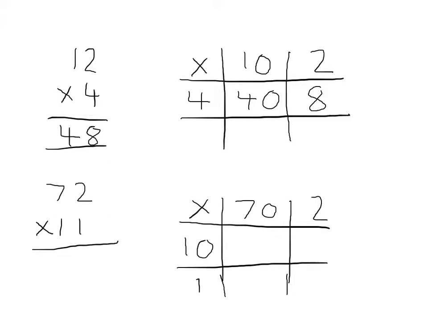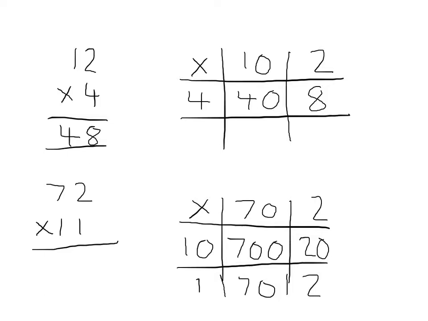Okay, so 70 multiplied by 10, 10 multiplied by 70, as we know, is 700. We then work 10 multiplied by 2 is 20. So we've multiplied the 70 and the 2 by 10. We now have to look at multiplying by 1, which is fairly straightforward. 1 times 70, 1 multiplied by 70 is 70, and 1 multiplied by 2 is 2.